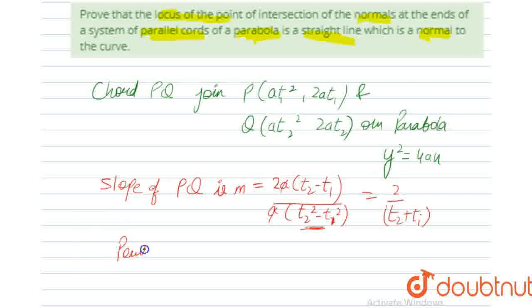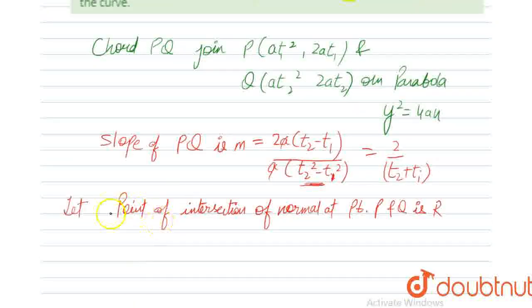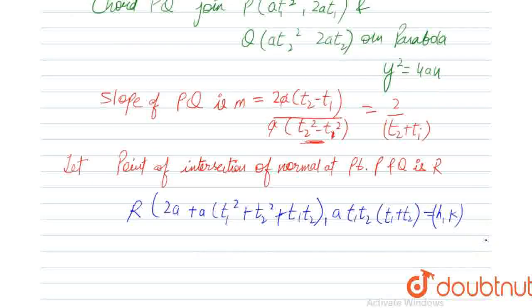And then the point of intersection of normals at point P and Q, we can consider, let's say R. We are considering this point as R. So the point R will be (2a plus a(t1 square plus t2 square plus t1 t2), minus a t1 t2 (t1 plus t2)), which will be equal to (h, k), according to the equation, because we should consider this first so that we can find it out easily.